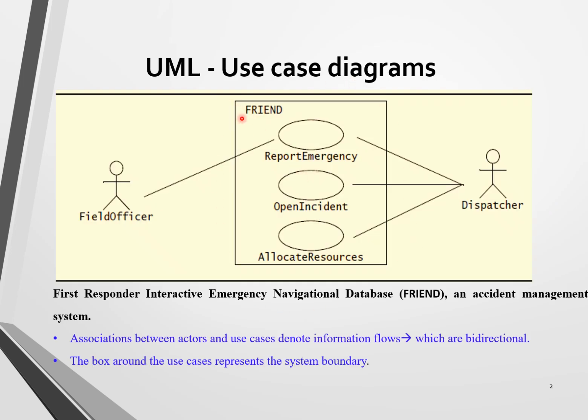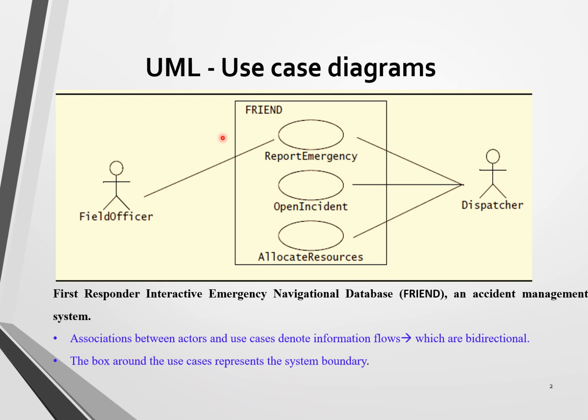This rectangle box indicates the system behavior, and there are two actors involved, and three different use cases: report emergency, open incident, allocate resources. So this is the use case diagram. It is designed for FRIEND, the First Responder Interactive Emergency Navigational Database. It is an accident management system.